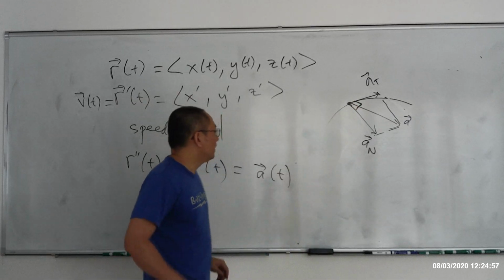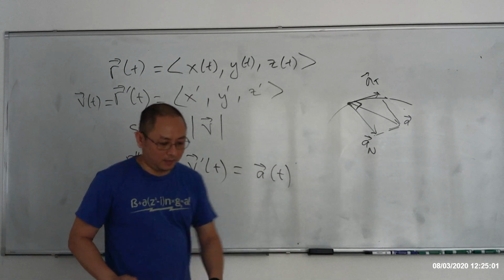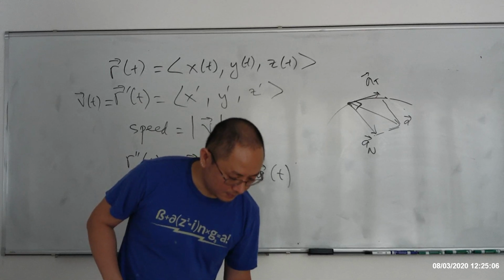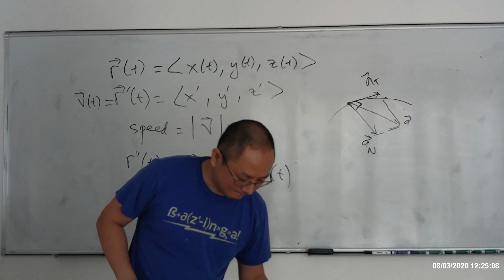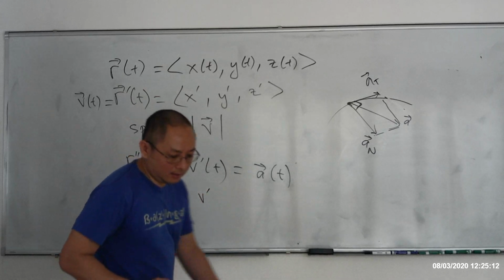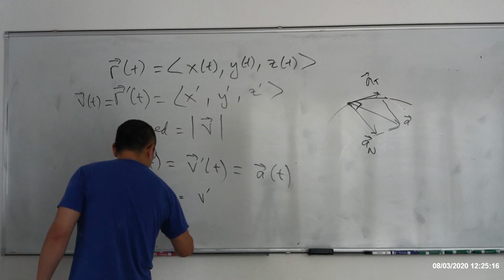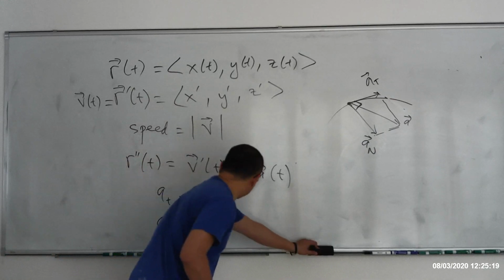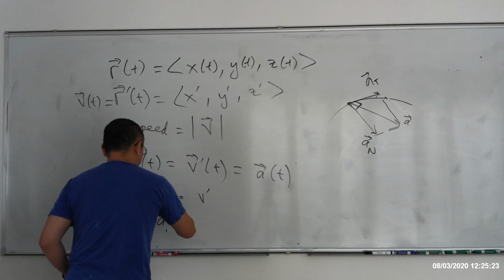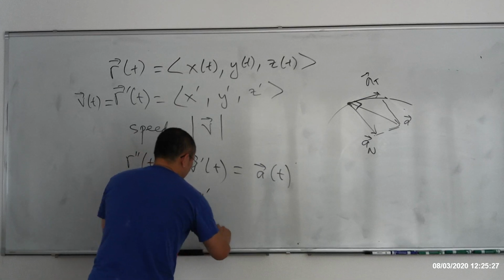All right, and you know what? a_T is really, let me make sure that I copy it right, v prime. And a_N, they use capital T. And a_N is curvature times velocity squared, I think.